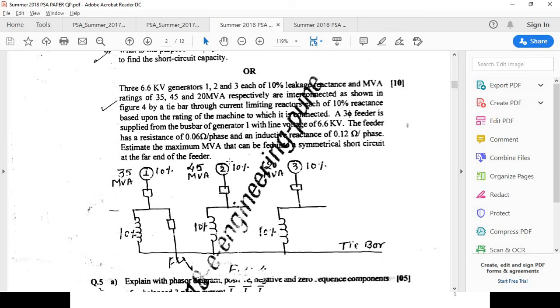The three-phase feeder is supplied from the bus bar of generator 1 with the line voltage of 6.6 kV. The feeder has a resistance of 0.06 ohm per phase and an inductive reactance of 0.12 ohm per phase. That is, the ratings of the voltage source, the generator, and the impedance of the feeder are given. What is the question? Estimate the maximum MVA that can be fed into the symmetrical short circuit at the far end of the feeder. This is an example of symmetrical fault analysis, so we will try to solve the numerical.